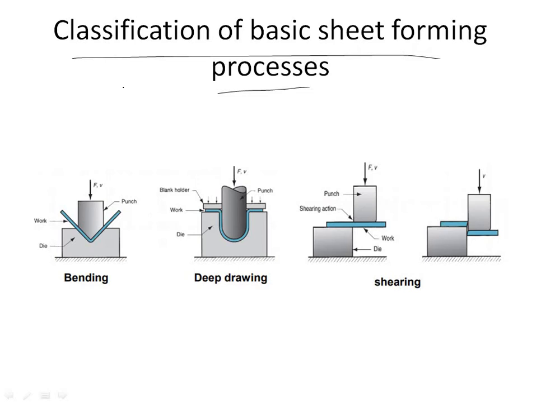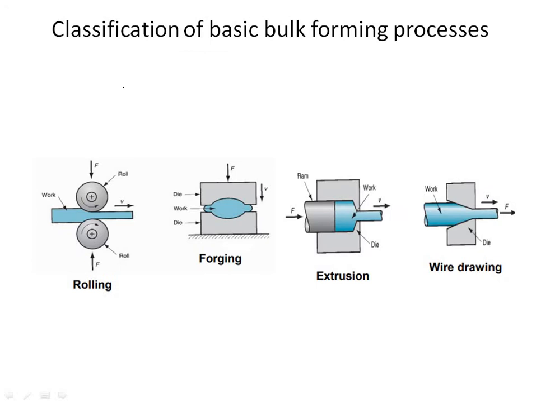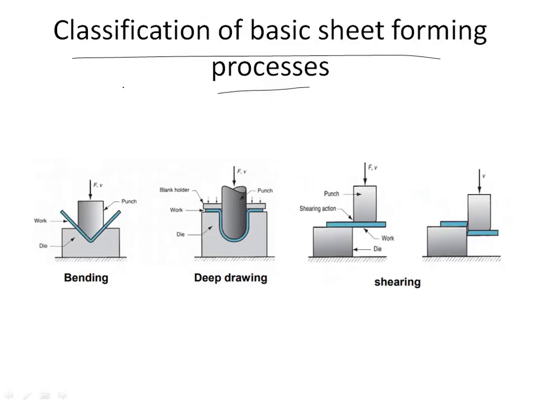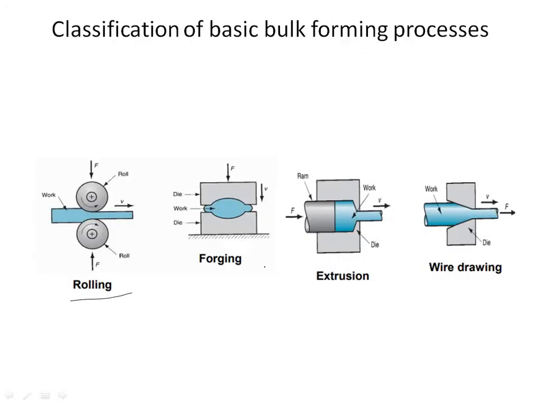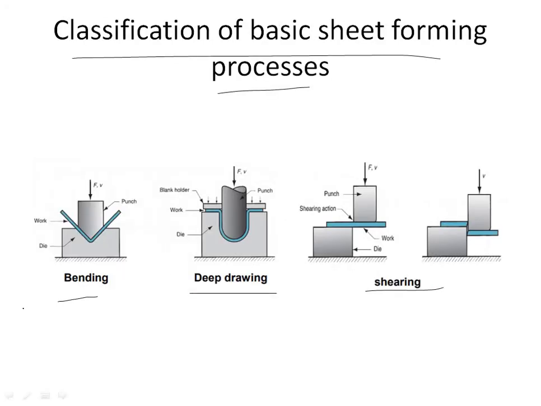Next one, classification of basic sheet forming processes. In this, the first one is bending, second is deep drawing, shearing, and next rolling, forging, extrusion and wire drawing. So we'll discuss one at a time. First we'll discuss bending.